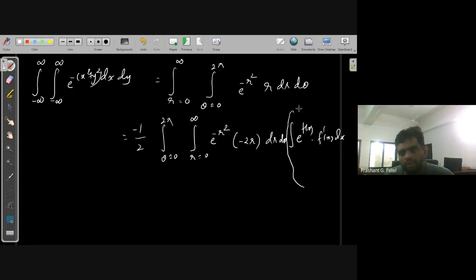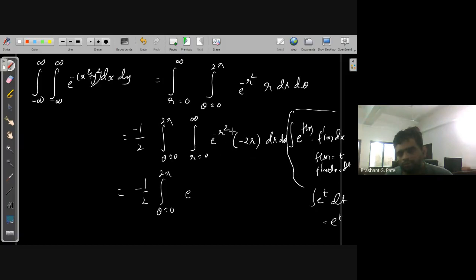So it is of this form, where f(x) is this r square, and f dash, the derivative of minus r square, is minus 2r. So here if you just take f(x) equal to t, then f dash(x) dx is equal to dt, which leads to e power t dt. So the integration of e power t is e power t. What will be the integration of this quantity? It is minus 1 by 2, theta from 0 to 2 pi, e power, what will be this? Minus r square, because the value of t is f(x), which we have to substitute again, and the limit is from 0 to infinity, d theta.